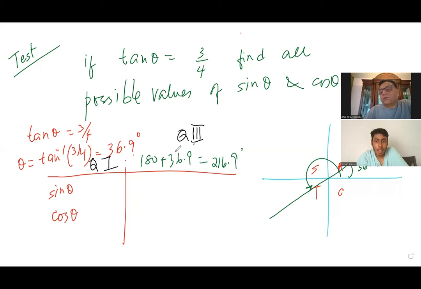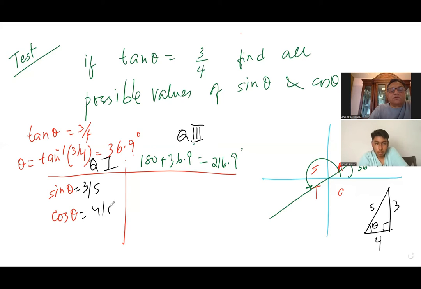Yes, sir. You can use the calculator, or you can use a triangle. We are saying tan theta is 3/4, which means this side is 3, this is 4, right? So if that is the right angle triangle, then the hypotenuse will be the square root of 3 squared plus 4 squared, which will be 5, correct? Yeah. So the exact value of sine theta will be equal to 3/5.